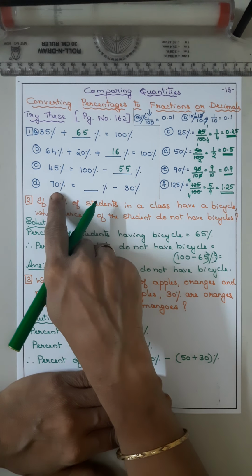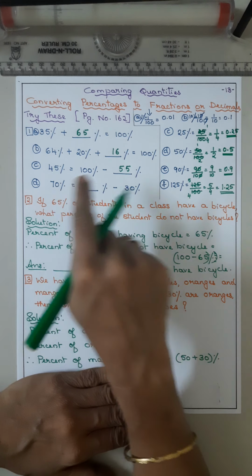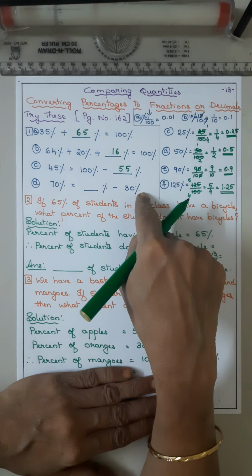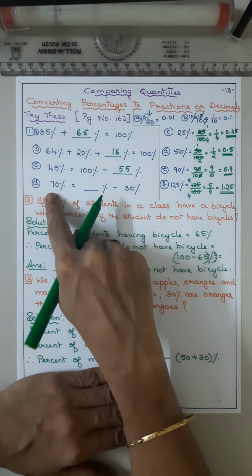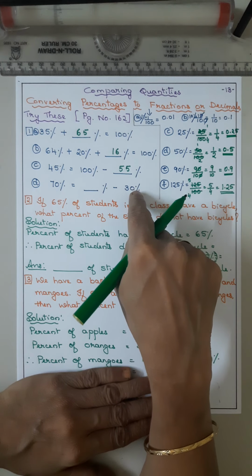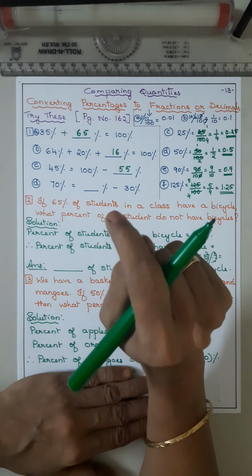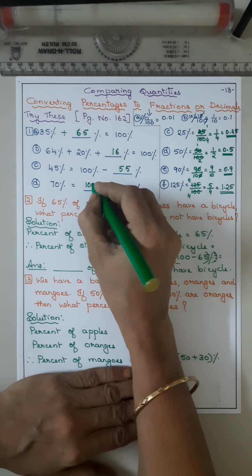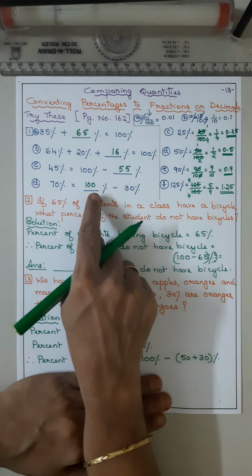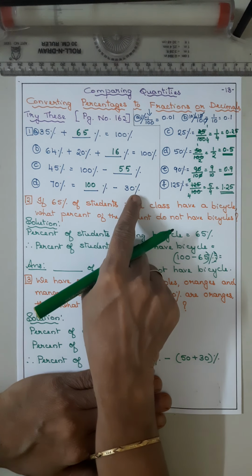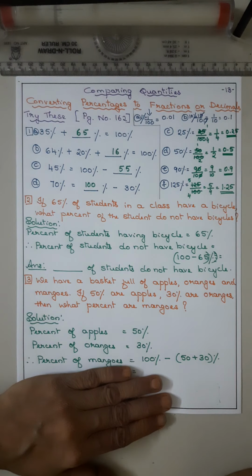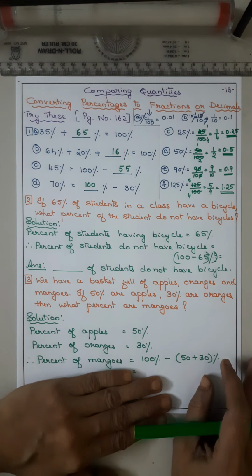Now 70% is equal to dash percent minus 30%. So to get 70, you have to subtract 30 from what? 70 plus 30 is 100. So 70% is equal to 100% minus 30%. Isn't it? So did you understand this? It's just addition and subtraction.